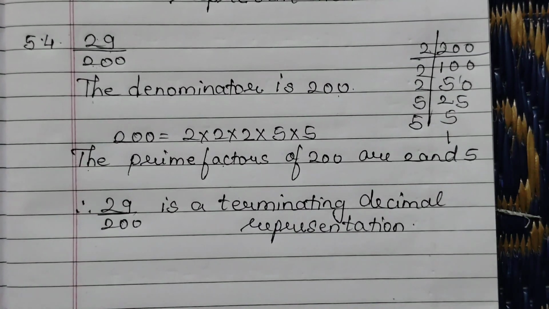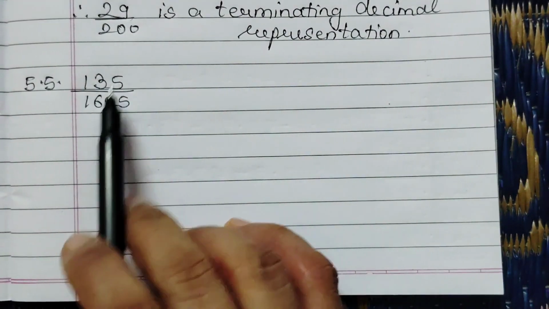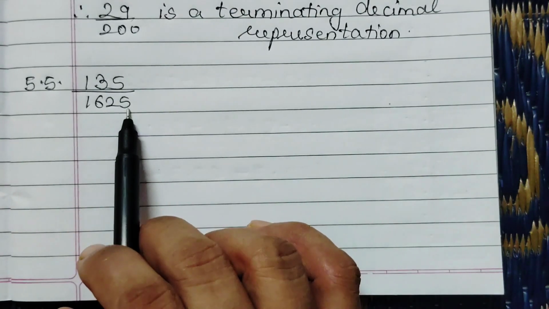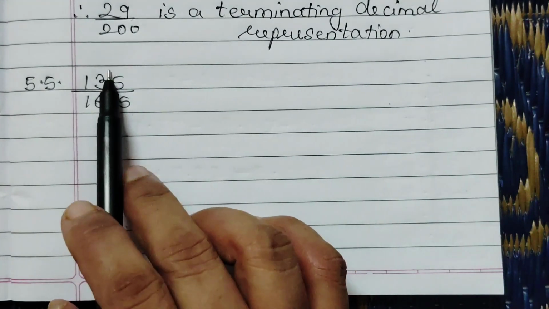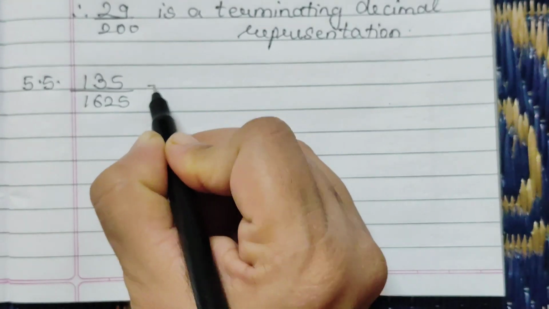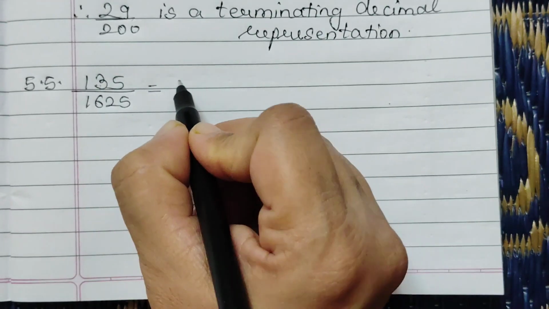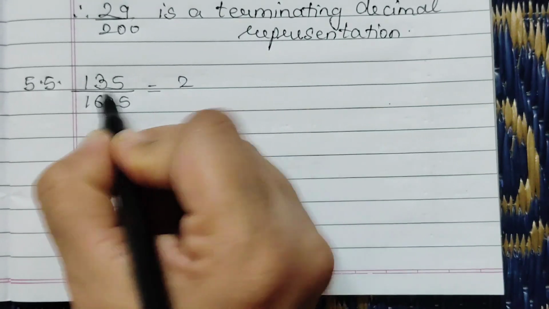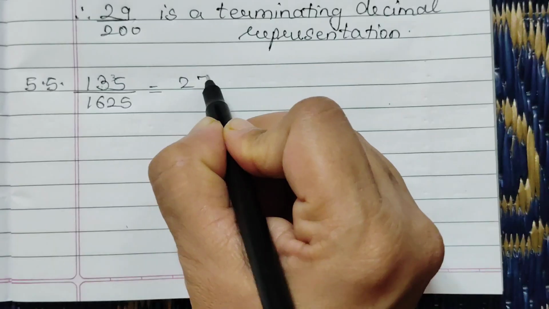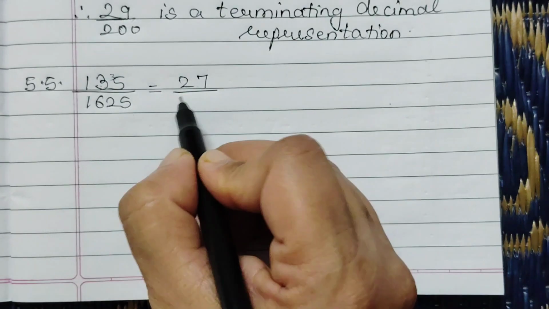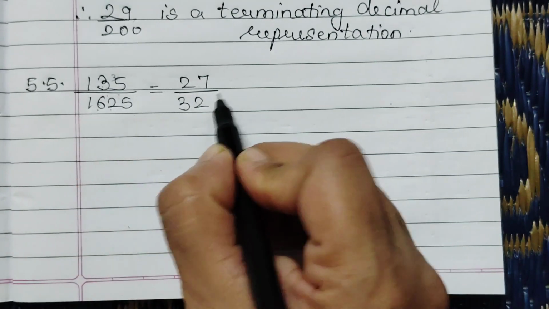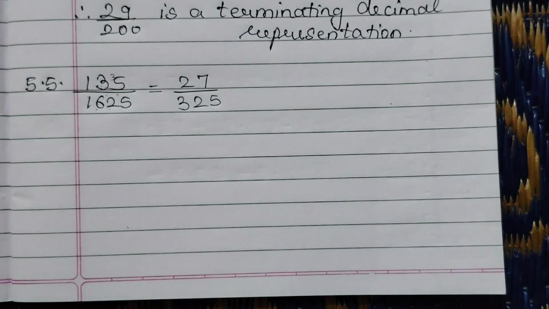Okay, next question. Now 135 upon 1625. Now if we see, we have 5 in the ones place of both the numbers, so this can be reduced by 5. So we are going to first reduce this number. So keeping 5 in mind, 5 2s are 10, 5 3s are 15. So 5 2s are 10, so 3 carries. So 5 7s are 35. Again here 5 3s are 15, 1 carry, 5 2s are 10, 2 carry, 5 5s are 25.